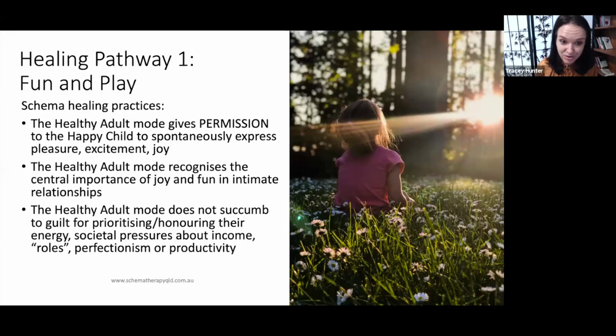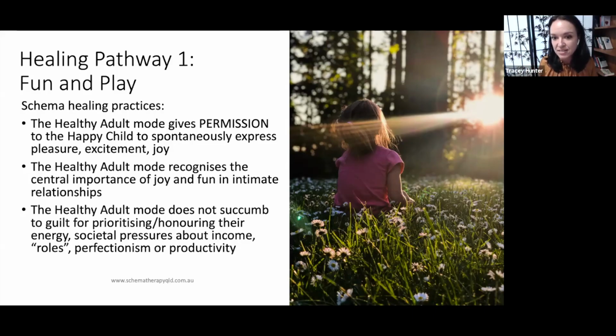And the healthy adult mode does not succumb to guilt for prioritizing or honoring their energy, or succumb to societal pressures about income or roles, oh, well, I'm a good mother, or I'm a good wife, or I'm just being a good husband, I'm just being a good father. When people get really stuck on roles, they are also quite entrenched in the approval seeking, recognition seeking schema, which is, I've got to present myself in a certain way to the outside world. I've got to be seen to be a good mother. Therefore, I have to have a clean house because I can't stand having other people have negative thoughts about me.